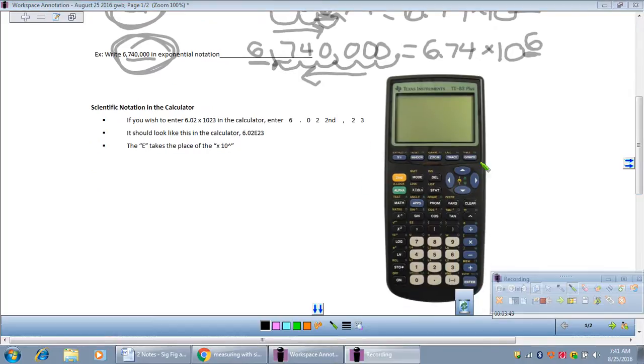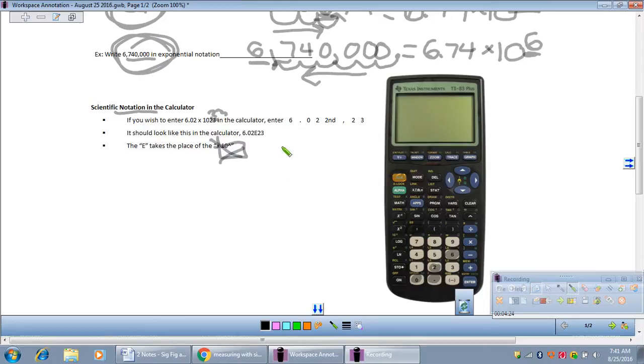Then here's a calculator we're going to be using in class. You need to know how to type in correctly to the calculator. If I have the number 6.02 times 10 to the 23, so this is supposed to be an exponent. In the calculator, you're going to first type in your 6.02. I do not want you to use the 10 caret. No, no. You're going to then press the second button and then comma.